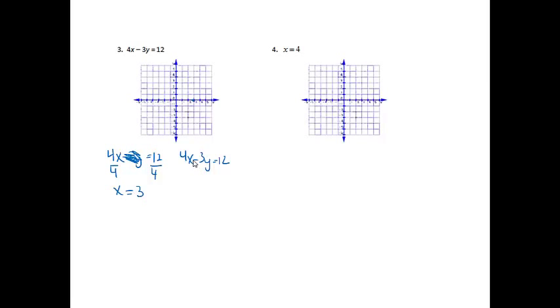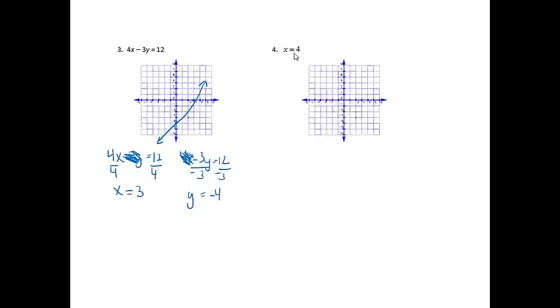And then to get the y-intercept, we will let x be 0. So to get y by itself, we'll divide both sides by negative 3, and I'll get y is equal to negative 4. So we'll go down on the y-axis to negative 4, and now all I need to do is connect those 2 points, and of course put arrows on the end.